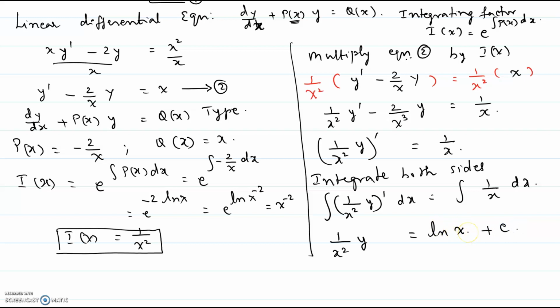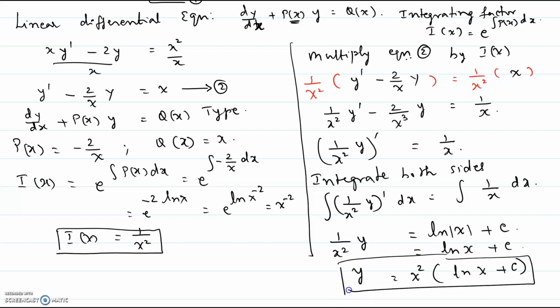Technically it is ln of absolute x, but we are given x is positive, so we can just write ln of x in the place of absolute x. So it is equal to ln of x plus c. So y equal to x squared times ln of x plus c. So that is the solution to this problem. Hope this video helps.